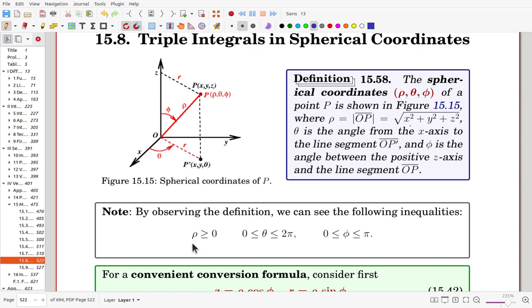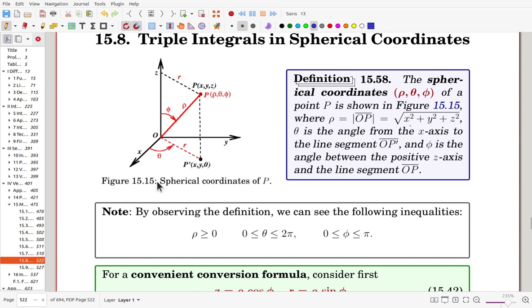Rho must be non-negative, and theta can be from 0 to 2 pi, a whole circulation horizontally, and phi must be between 0 and pi. At the North Pole, it is 0, and going down to the South Pole, the angle must be pi.